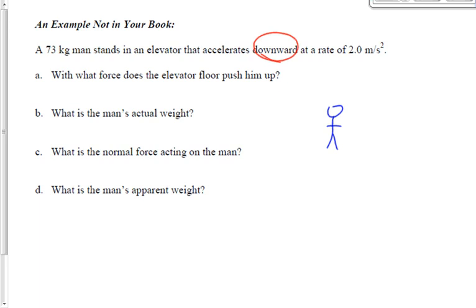So it's clearly not just gravity, right? Although gravity's there, it's not just gravity. What other force acts on this guy? What other force acts on this guy? I'll give you a hint.